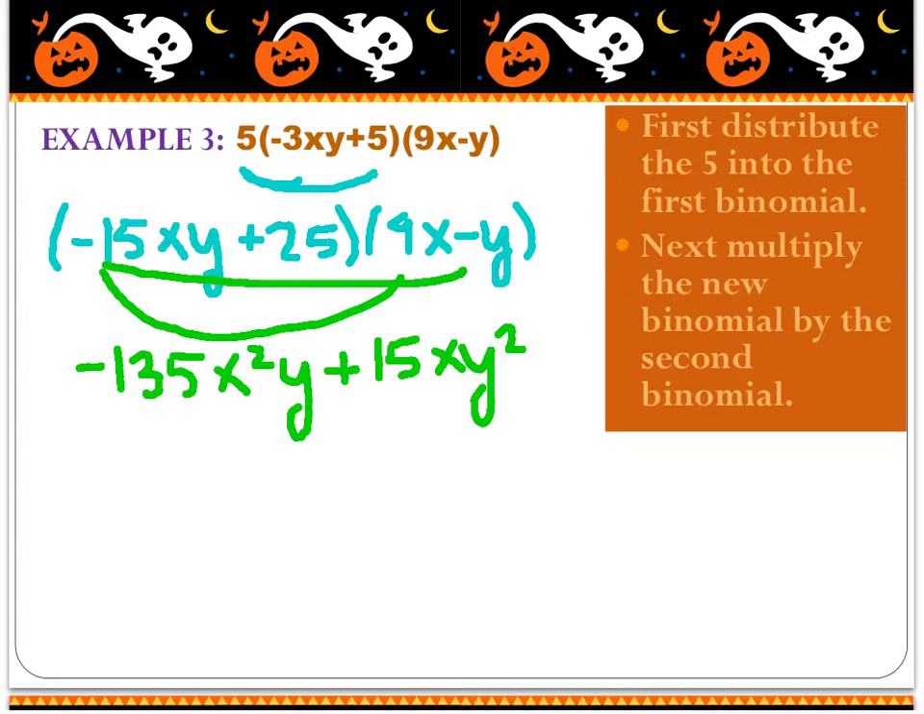Alright, now I'm going to do the next term. So 25 times 9x and 25 times negative y. So 25 times the 9 gives me 225.